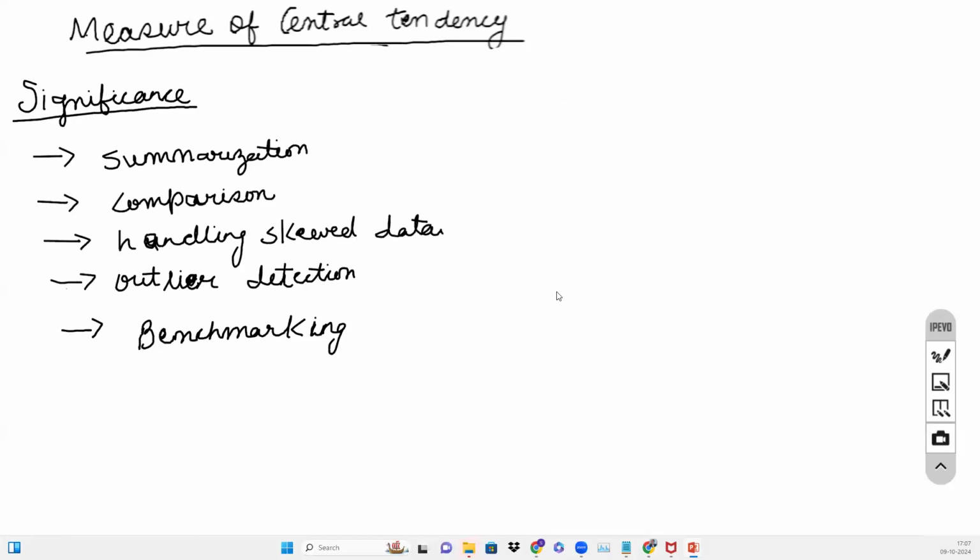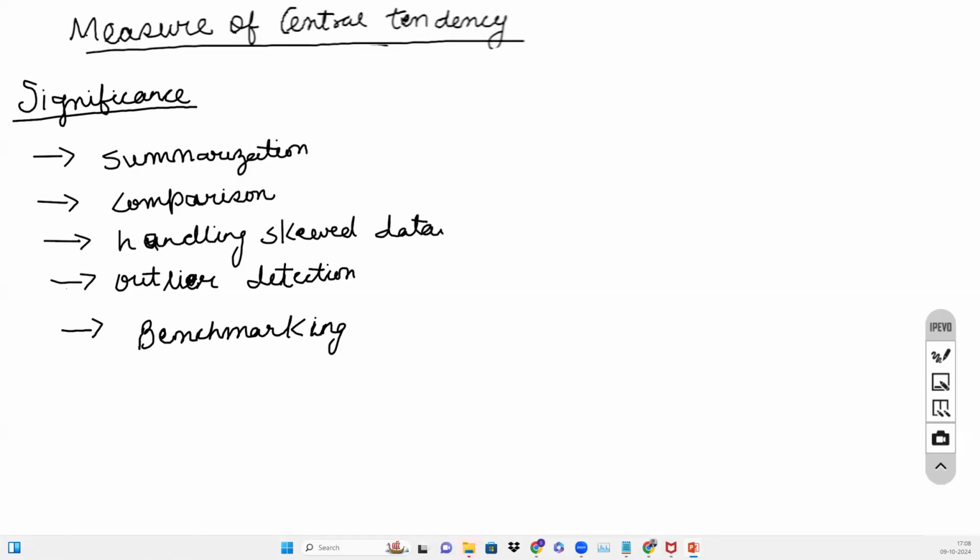Similarly, the significance of central tendency is that it helps us in summarization of the data. Summarization is also a part of descriptive statistics, where we find the mean, median, and mode of the particular data. It helps us in understanding the nature of the data, because in the real world the data is really very huge.